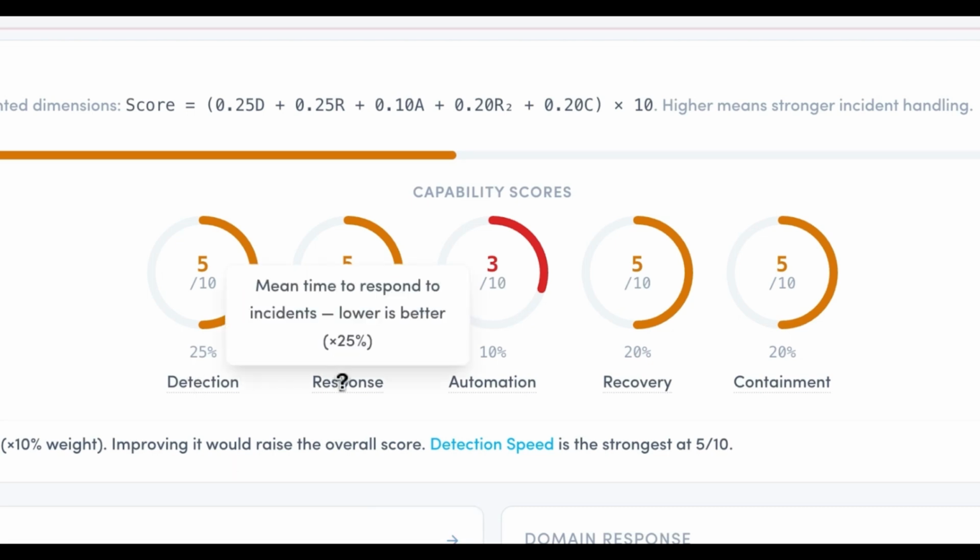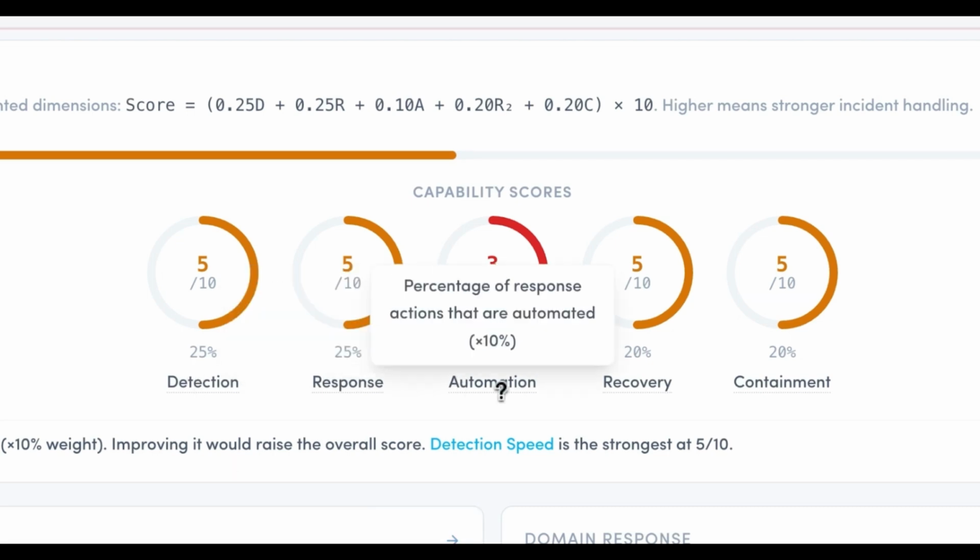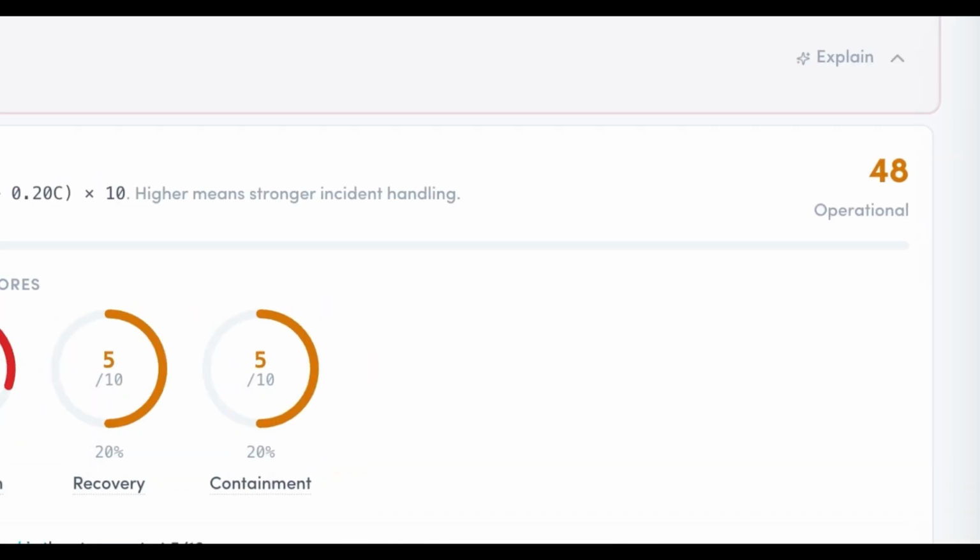Detection and response carry the most weight each, 25%. Containment and recovery are next. Automation is weighted lower at 10%, not because it doesn't matter, but because it tends to move slowly and its value shows up through the other 4 dimensions anyway. DRARC is the one score that does not need to be flipped. Higher always means better. Your team is handling things well.